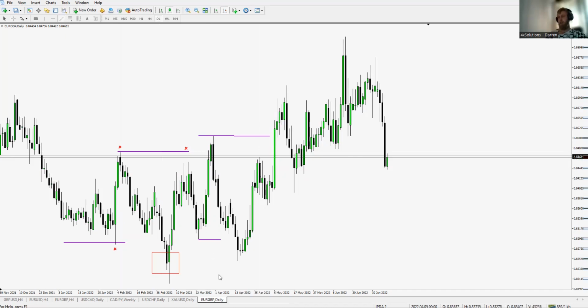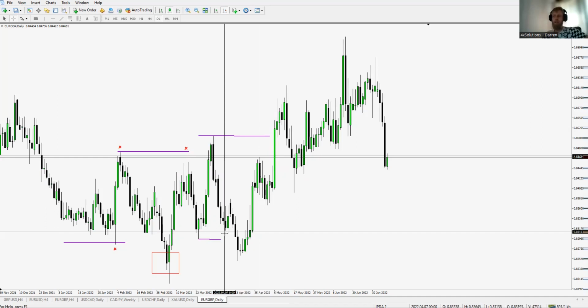So that's part of your exercise. Where are the swing highs? Where are the swing lows? On the 4-hour, daily, 15-minute. This is your goal, or your objective, to look at what liquidity in the market is doing.